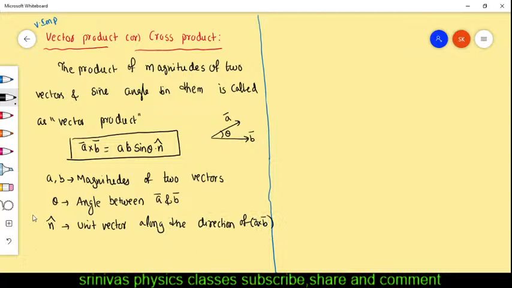What is the meaning of unit vector? Unit vector means its value is 1. This is the cross product. Cross product formula you should remember directly. Cross product is the product of a and b and sine of the angle between them. A is the magnitude of a bar vector, b is the magnitude of b bar vector, theta is the angle between a bar and b bar, and n cap is the unit vector.